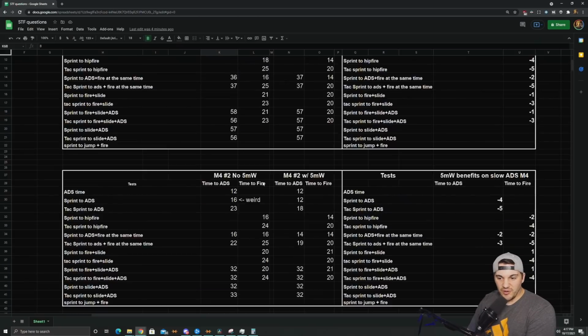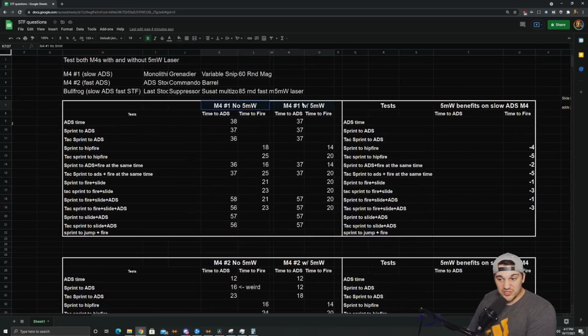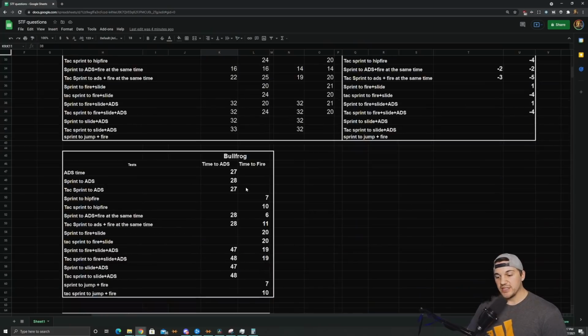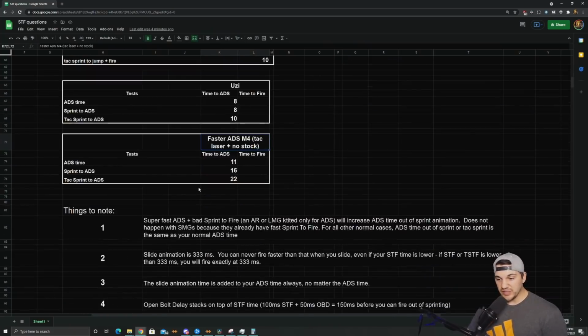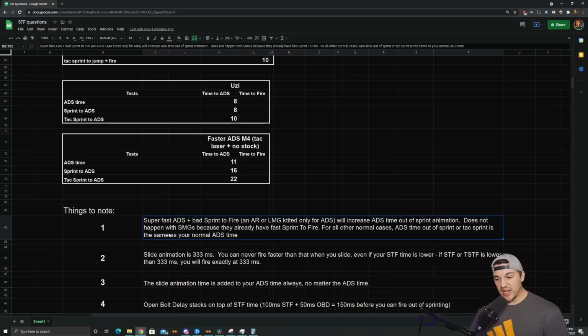And you can look up here, I will cover this real fast. The slow ADS M4 that I built, both with and without the 5 milliwatt, the ADS times coming out of Sprint and coming out of Tac Sprint were identical to the default ADS time. So in the vast majority of cases, your ADS time is going to be the same when you're just standing there, when you're coming out of Sprint, and when you're coming out of Tac Sprint. It's not affected by those in general. There are some edge cases like the super fast ADS build that I'm talking about. But besides that, your regular ADS time is going to be exactly the same coming out of Sprint and coming out of Tac Sprint. So that's something I think a lot of people were confused on.